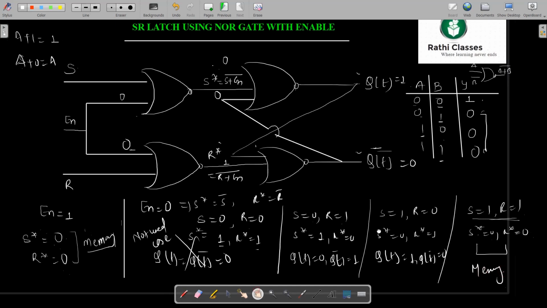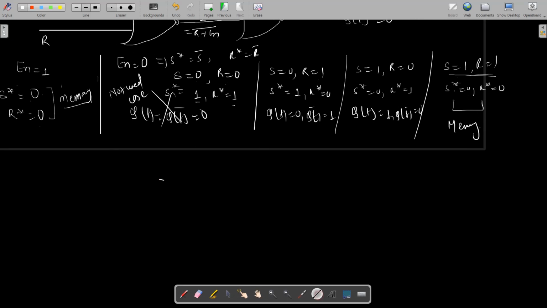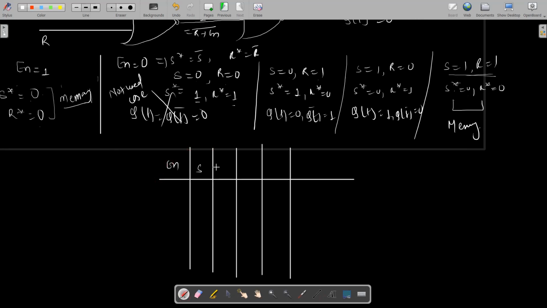So if I draw the truth table of the resultant cases, it would be something like this. This is enable, this is S, this is R, this is S star, this is R star, and this is Q of T. What would be the result if enable is 1? Irrespective of S and R, S star and R star are always 0, so my value is equal to memory.